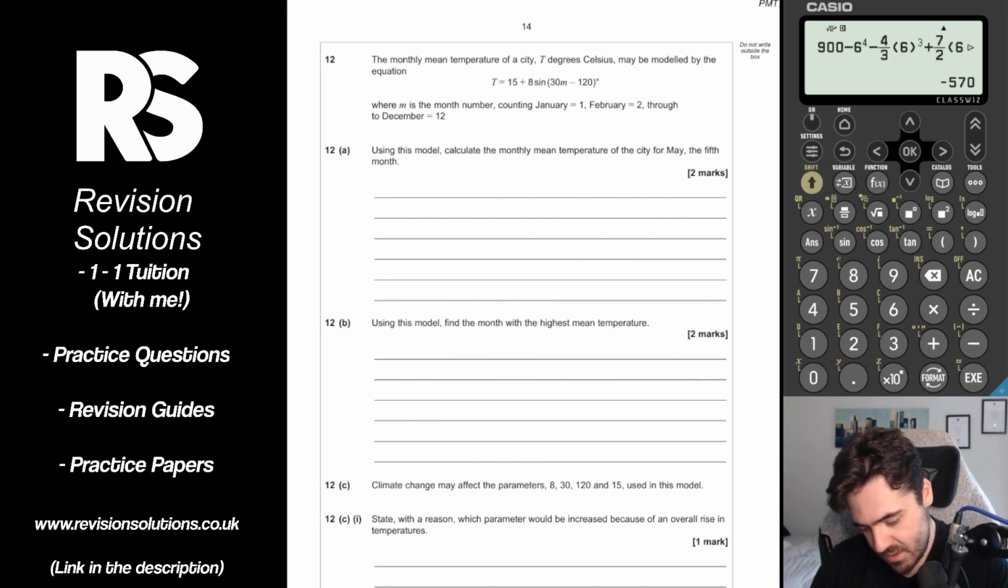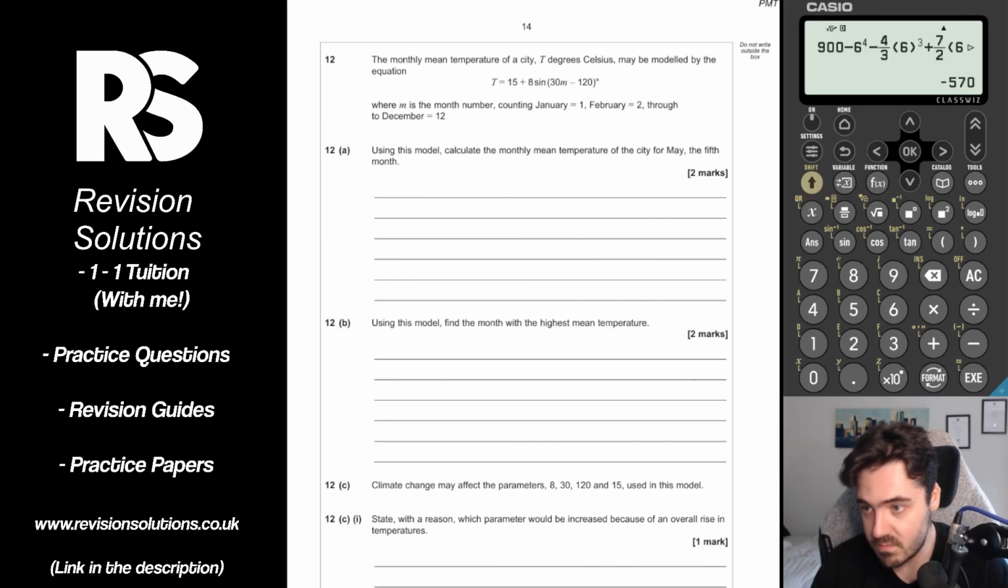Moving on to question 12, it says the monthly mean temperature of a city, T degrees Celsius, may be modeled by the equation T equals 15 plus 8 sine(30m minus 120), and it's measured in degrees, notably. Sorry, the trig function understands degrees. I mean, it's measured in degrees Celsius. And m is the month number, counting January as 1 and so on. So it says, using this model, calculate the mean temperature of the city for May, which is the 5th month.